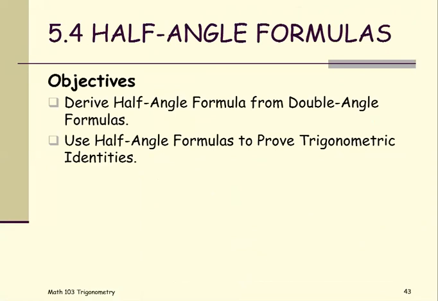Section 5.4, half angle formulas. In this section we're going to derive the half angle formulas from the double angle formulas and use them to prove trigonometric identities. We recall the double angle formula for the cosine of 2x.